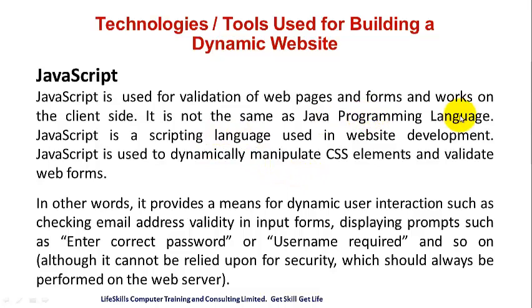JavaScript is not the same as Java programming language. Remember, we have a Java programming language for writing mobile application, or even for writing a very robust application. JavaScript is a scripting language. It's not a programming language, but we use it in website development. We use JavaScript to dynamically manipulate CSS element and validate web form. The major function of JavaScript is validation. For example, you are checking email address and you have a message that says enter correct password or enter username required. All these are done using JavaScript.